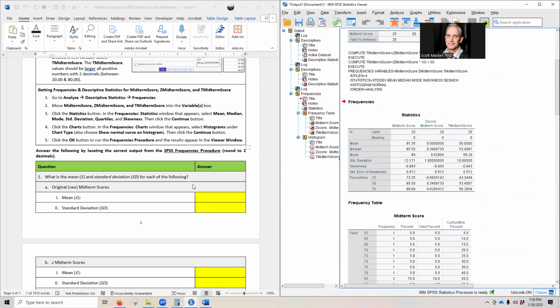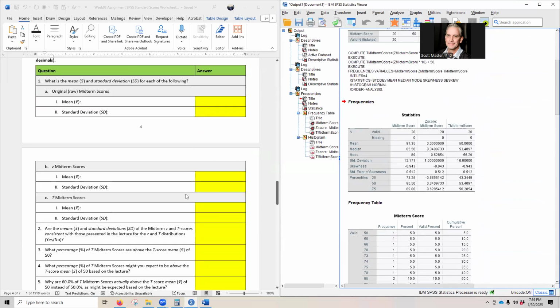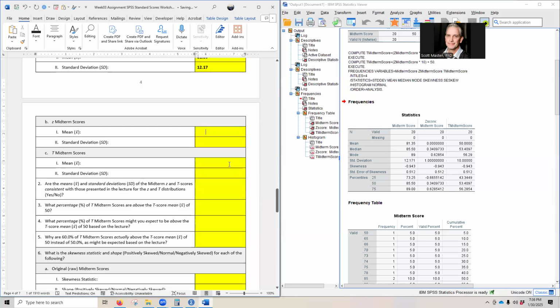Let's start answering questions. So what is the mean and standard deviation for each of the following? The original raw midterm scores. There we go. Mean midterm score, 81.35. We kind of knew that. We calculated that earlier. I bet the standard deviation is 12.17. Survey says yes, 12.17. Remember, they went into our z-score formula earlier.